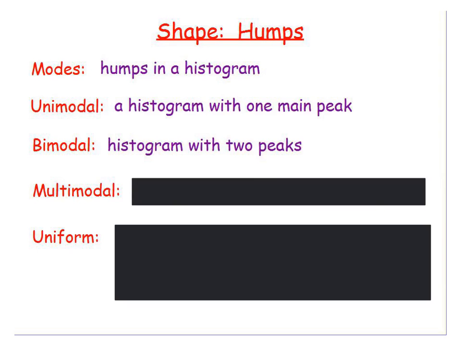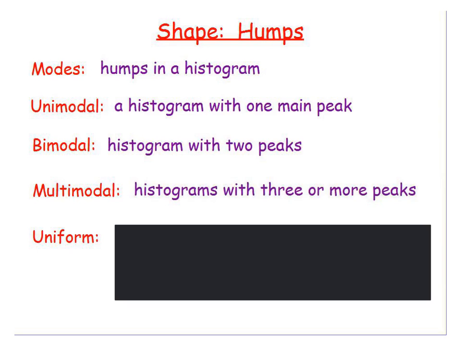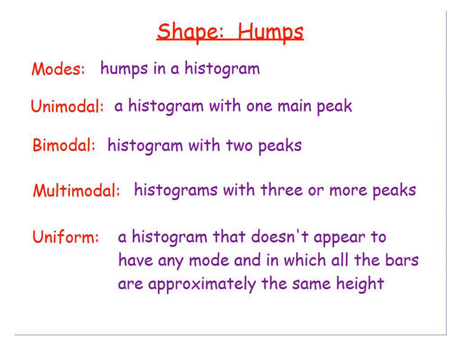And then multimodal simply means a histogram with 3 or more peaks. We don't have any other fancy names other than multimodal. Now, if you have a graph that doesn't look to really have any peaks, it's kind of flat most of the way, uniform means things look the same. People who wear uniforms to work, they look the same. Uniform is a histogram that doesn't appear to have any modes. In other words, all the bars are approximately the same height.